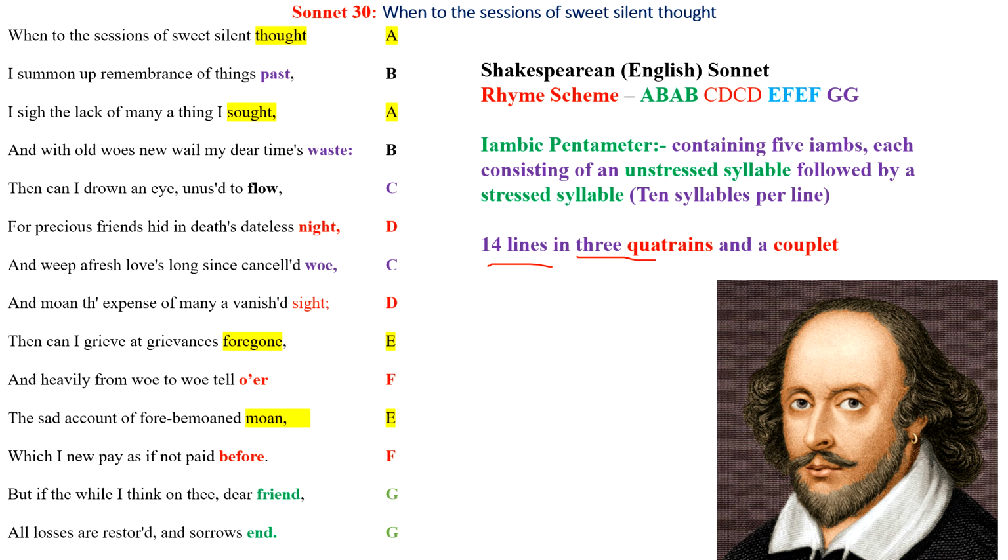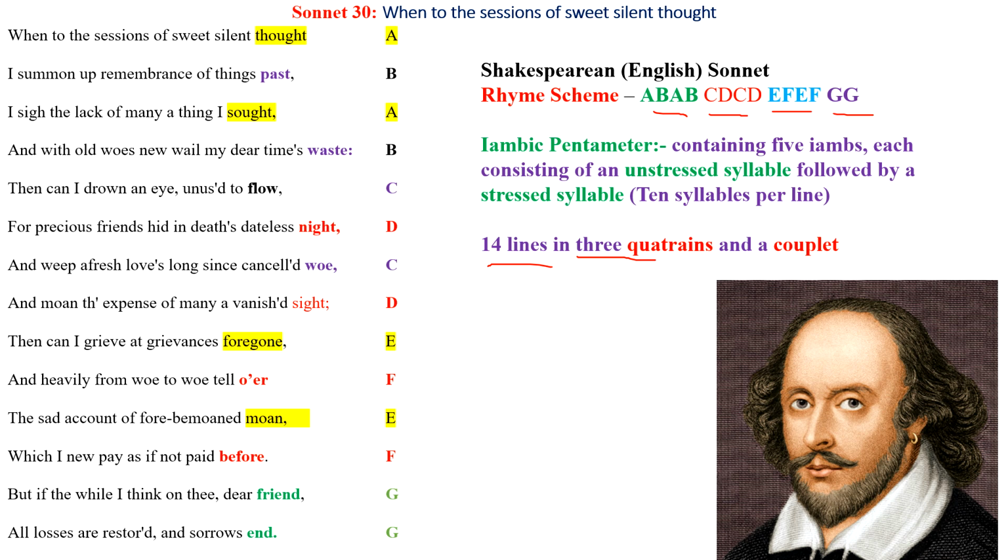So let's see the structure of the sonnet. This is a Shakespeare sonnet, and the rhyme scheme is ABAB CDCD EFEF GG. This is the couplet. So quatrain 1, quatrain 2, quatrain 3.